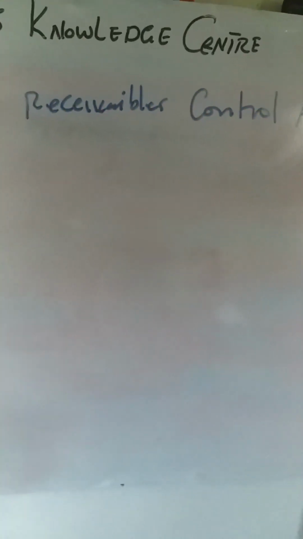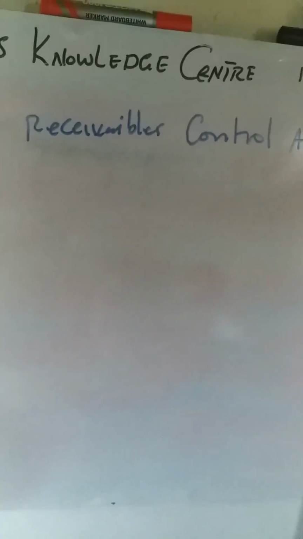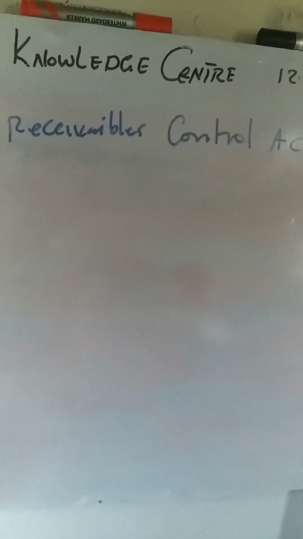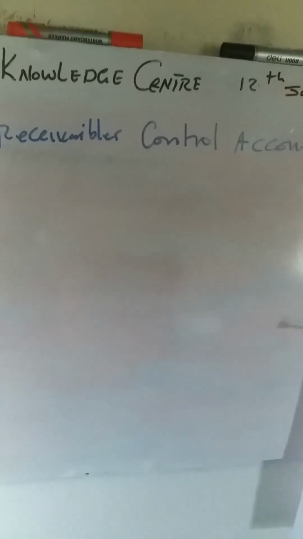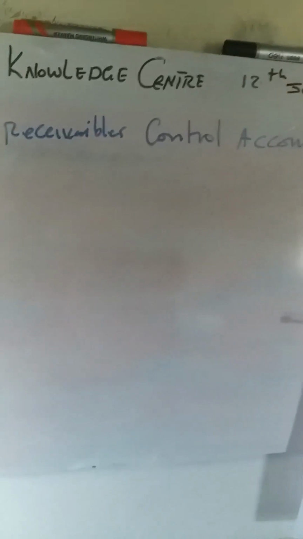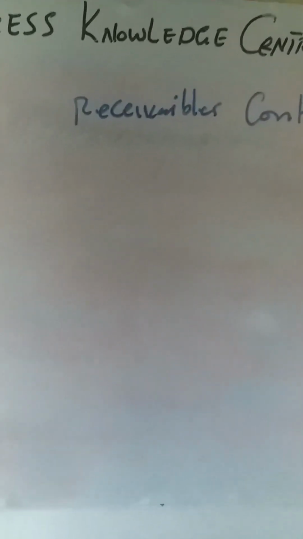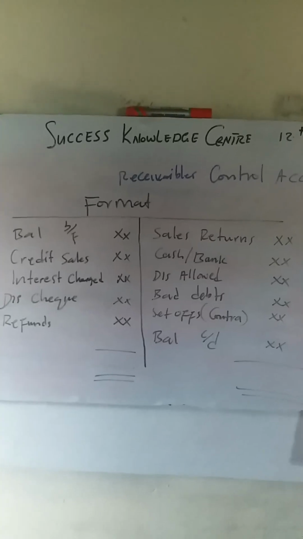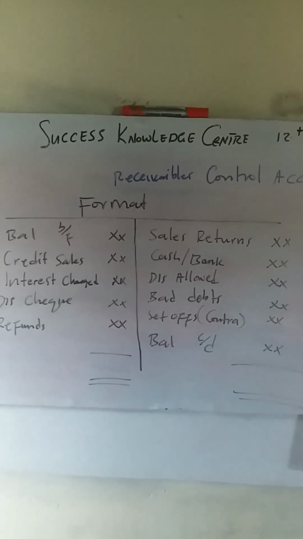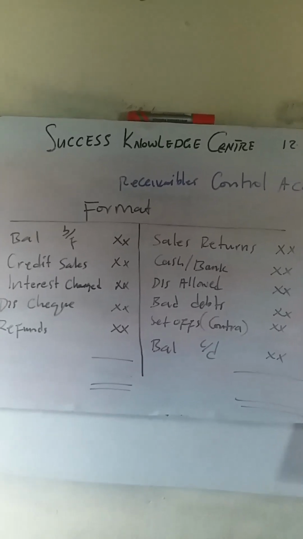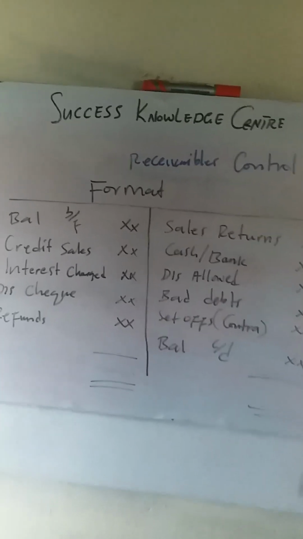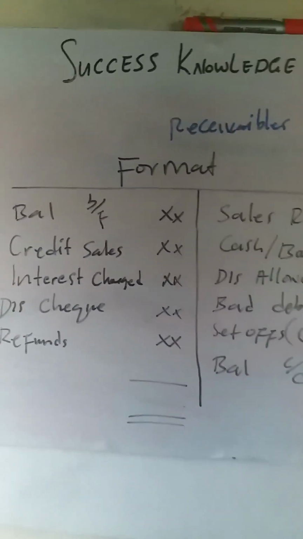I want to put up the format for the receivables control account so that we quickly do a question and you understand this through a question. This is how the receivables control account will look. Let me just explain every item on it.